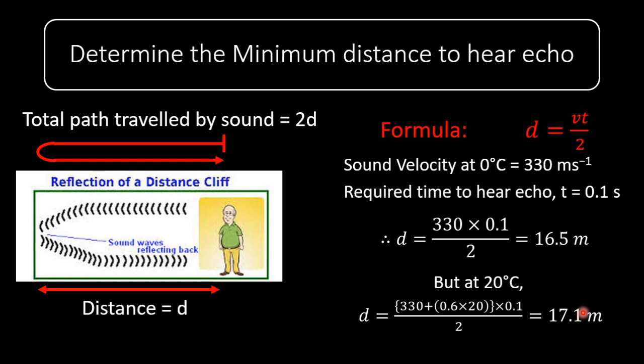So how does the velocity increase at increased temperature? We know that for per degree Celsius temperature increase, the velocity of sound increases by 0.6 meter per second. So as a result, 20 times 0.6 equals 12 meter per second is added to the initial value of 330. That's why the velocity becomes 342 meter per second at 20 degrees Celsius temperature.